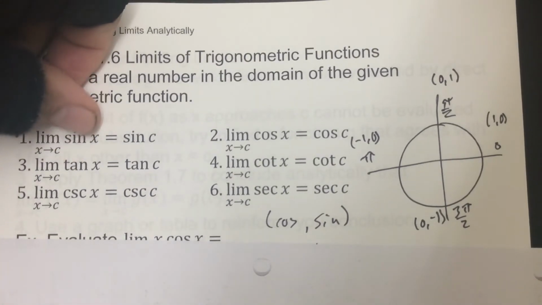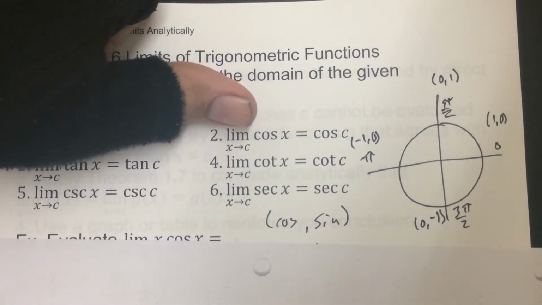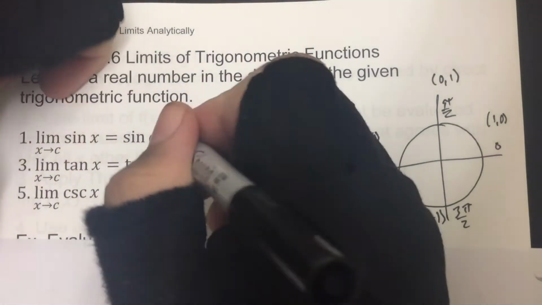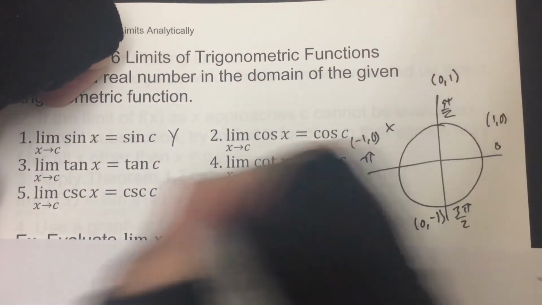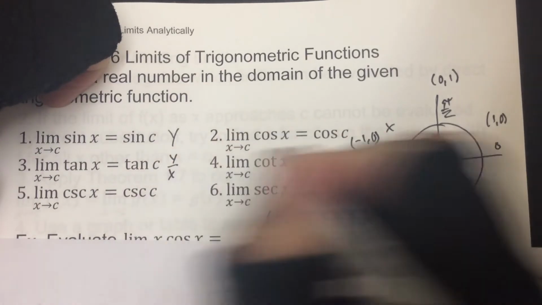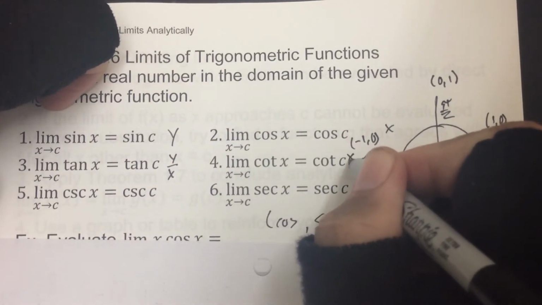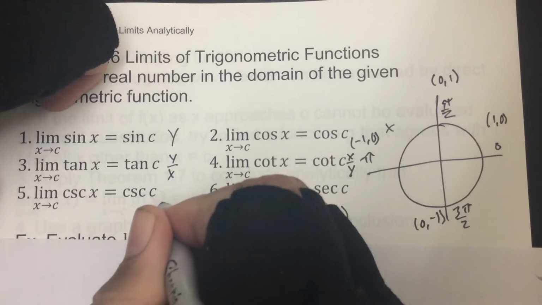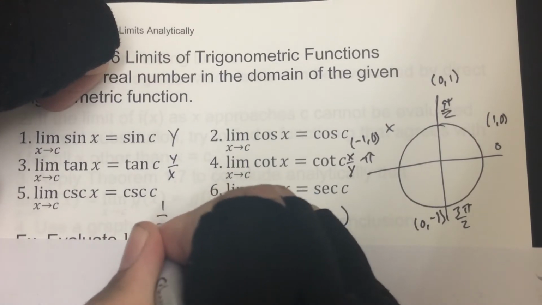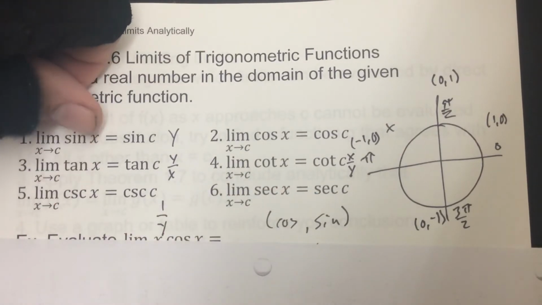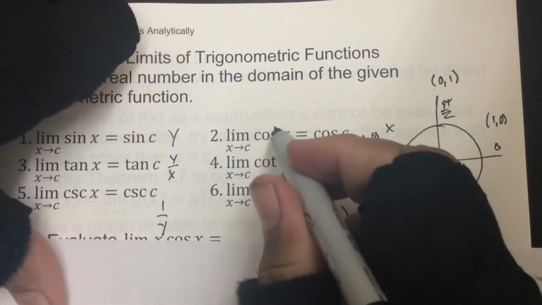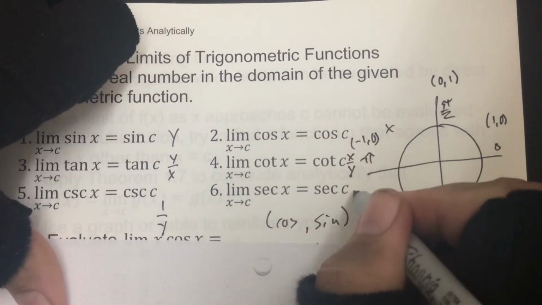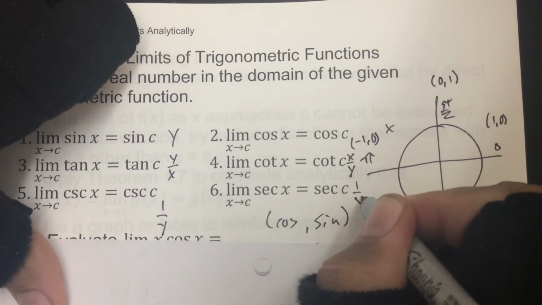Remember, sine is the y, cosine is the x, tangent would be y over x. Cotangent is going to be x over y. Cosecant would be 1 over the y because cosecant goes with sine. Secant goes with cosine, so this would be 1 over our x.